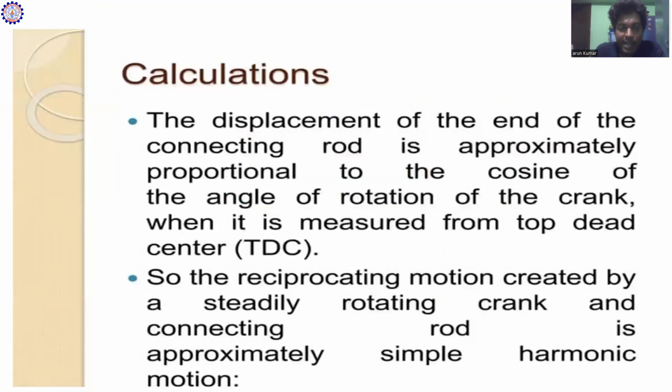So how are the calculations done? The displacement of the end of the connecting rod is approximately proportional to the cosine of the angle of rotation of the crank, when measured from the top dead center, which we denote as TDC. So the reciprocating motion is created as the crank rotates steadily, and the connecting rod motion is approximately simple harmonic motion.